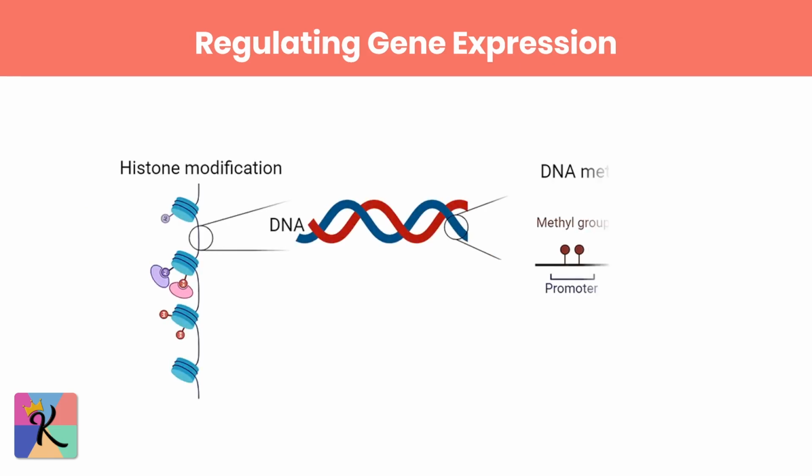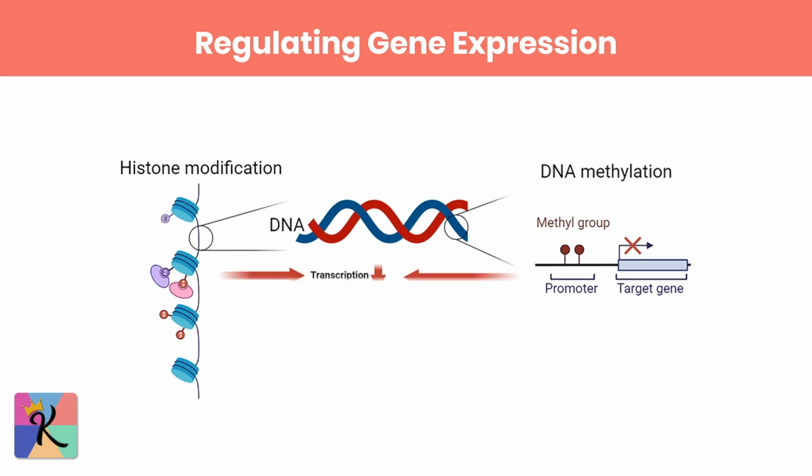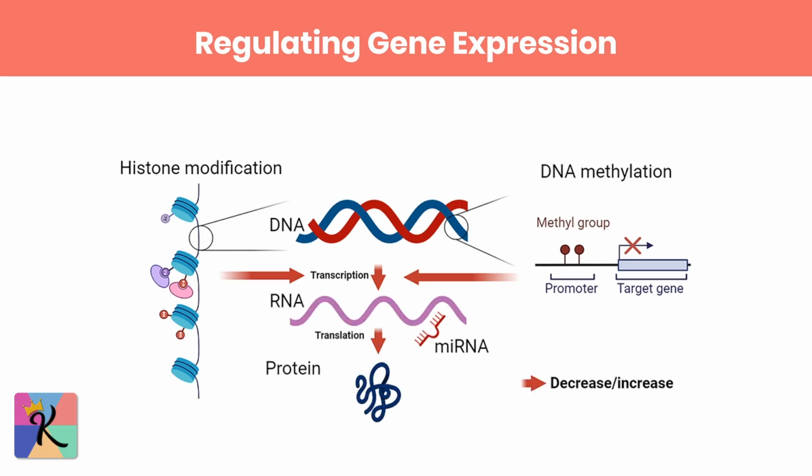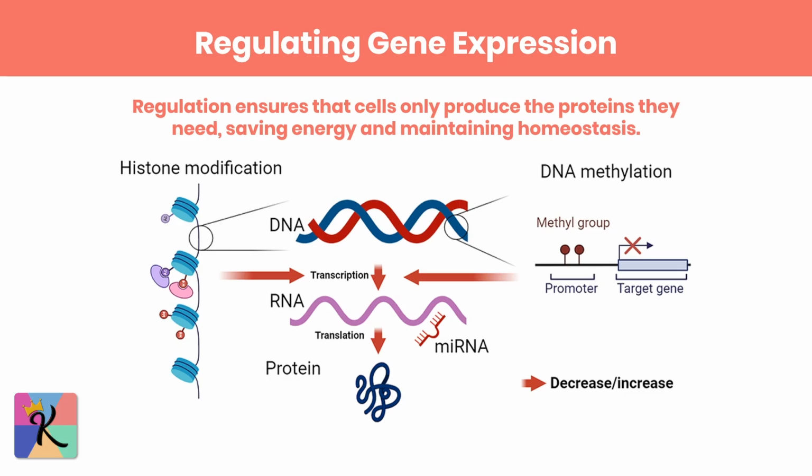Gene expression is tightly regulated at every level. At the DNA level, methylation silences genes by blocking transcription factors or recruiting chromatin remodeling complexes. During transcription, promoters, enhancers, and transcription factors determine which genes are transcribed. At the RNA level, RNA interference, RNAi, can degrade mRNA or block its translation. Regulation ensures that cells only produce the proteins they need, saving energy and maintaining homeostasis.